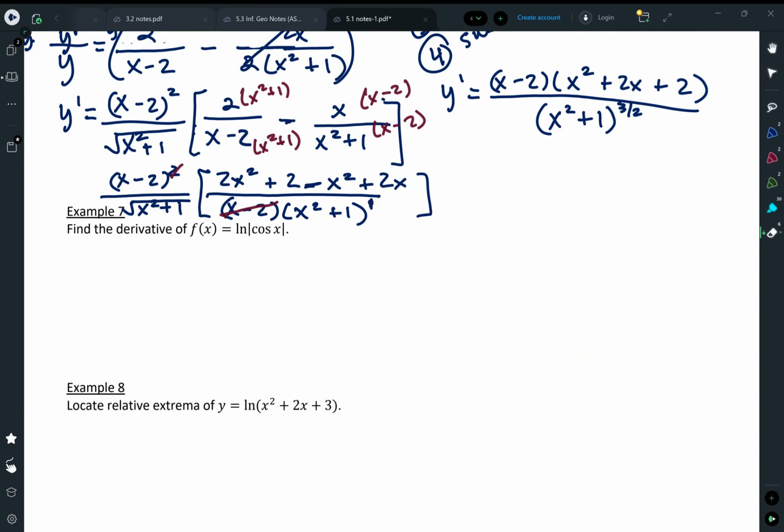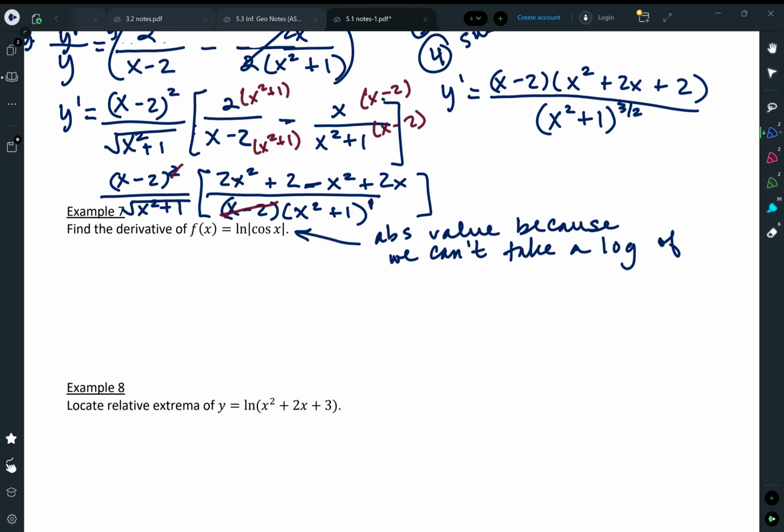So for this next one, the absolute values are there. Remember, we can only take natural logs of positives. So absolute value because we can't take a log of a negative. I can't take something positive, raise it to a power, and then get a negative. Exponents just don't work that way.